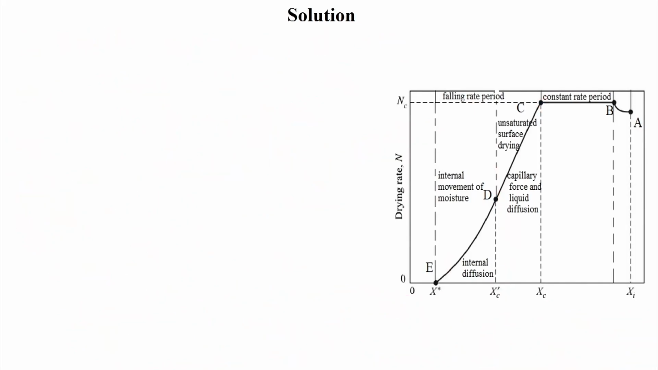Now, we need to calculate the drying time for the different periods. We will start with the constant rate period. The drying time calculation for the constant rate period is very easy.